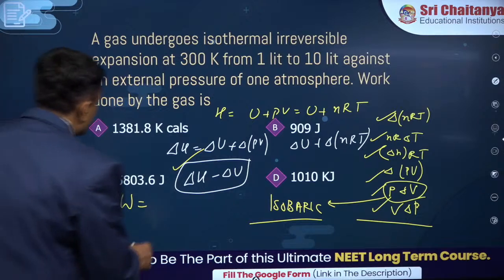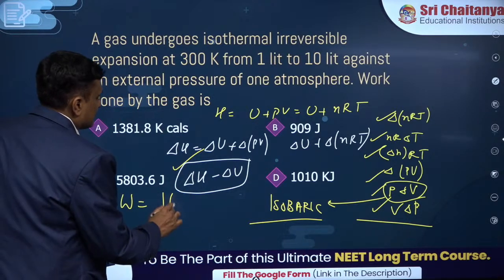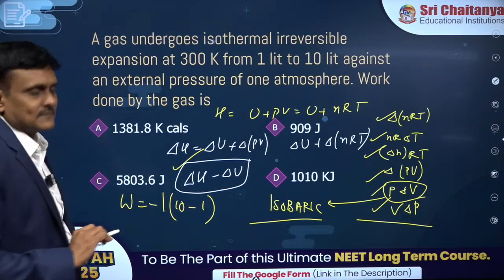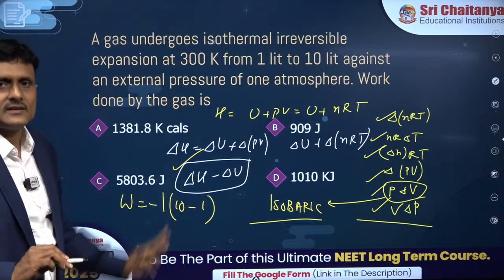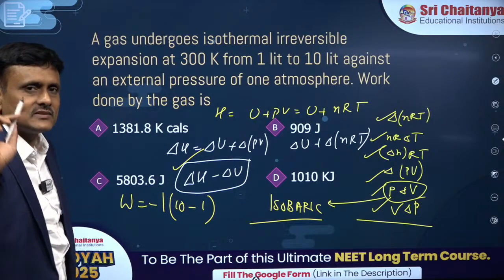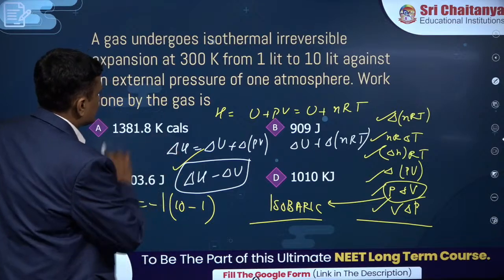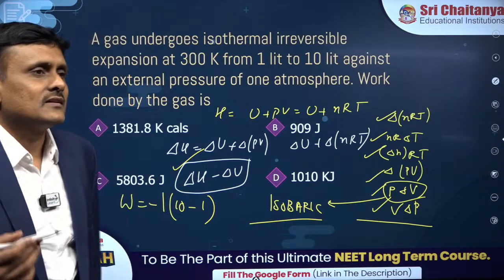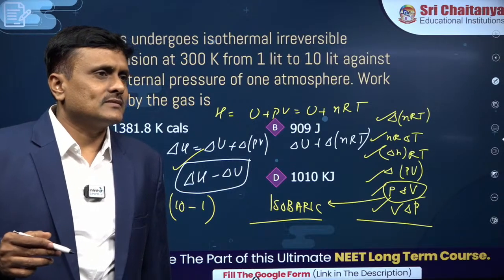So in that case, W equals P into dV, V2 minus V1. However, the sign would have been negative because it is expanding from 1 liter to 10 liter. Expansion work is negative in chemistry. So this is in atmosphere, this is in liter, and answers are in calorie, all right. You have to convert that into calorie. I understand, that's not a problem, I said, right?